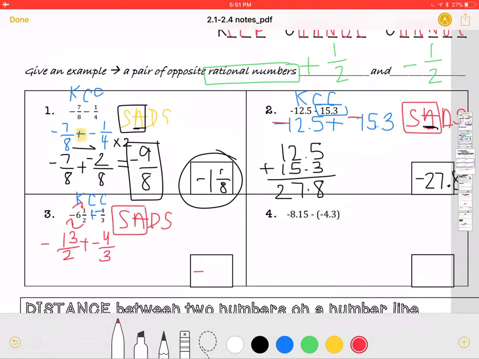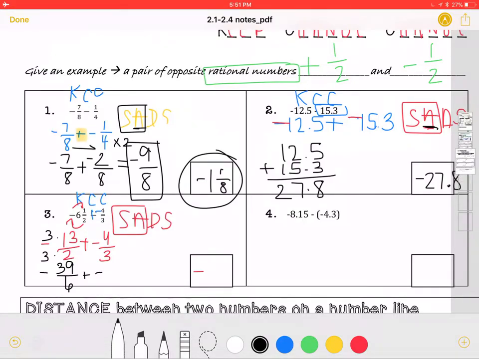Now, in order to add these, they have to have a common denominator. So I'm going to make them have a common denominator. I'm going to make them have a 6, because I know 2 times 3 is 6. So if I change this to a 6, I multiplied by 3. That means I need to do that to the top. So 13 times 3 is 39. Keep it negative.